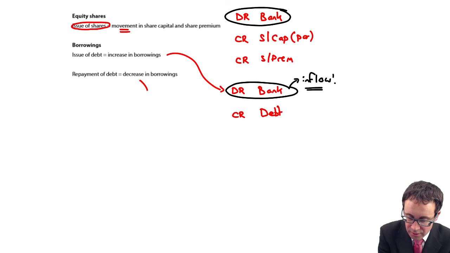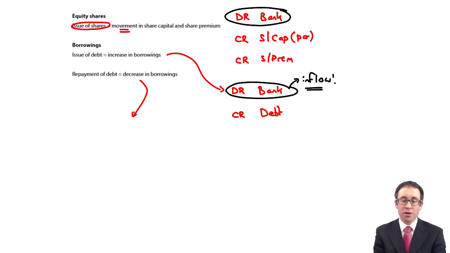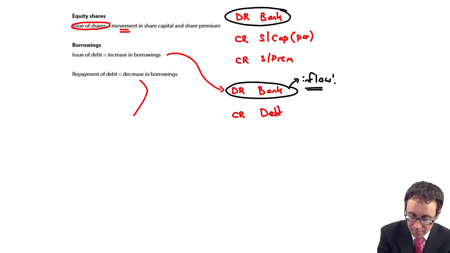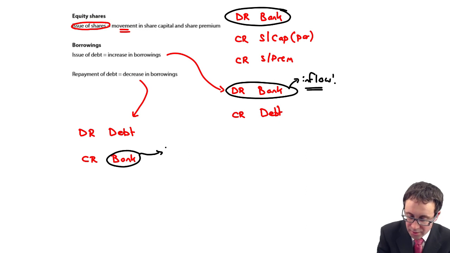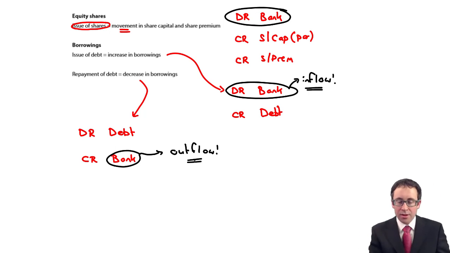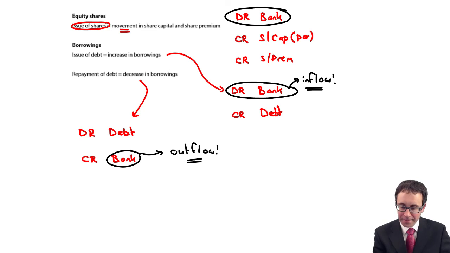Just note, if there is a decrease in your borrowings, that's because you are repaying that debt back. So you are debiting your borrowings or your debt and crediting bank. The credit to bank is a reduction in an asset, and that is therefore an outflow. So if you repaid the money, you have a cash outflow.